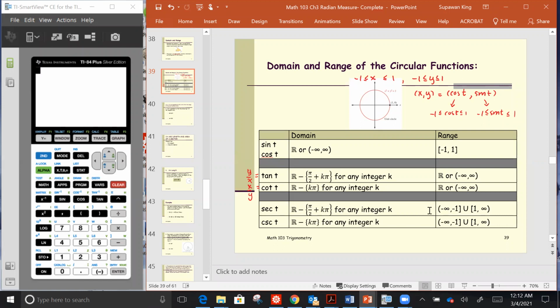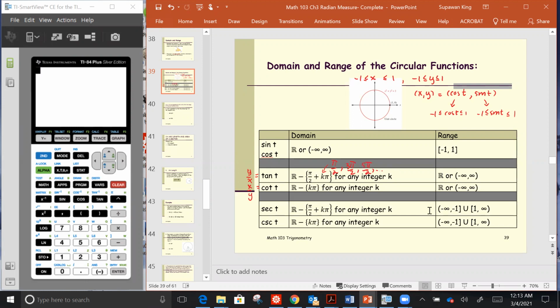Where is x going to be 0? Where t is pi over 2 or 3 pi over 2. Therefore, the domain of the tangent has to be any real numbers except the points pi over 2, plus another pi to get 3 pi over 2, and so forth. We use the general notation pi over 2 plus k pi. Starting from pi over 2, add another pi to be 3 pi over 2, and then keep going. The range would be the set of all real numbers.